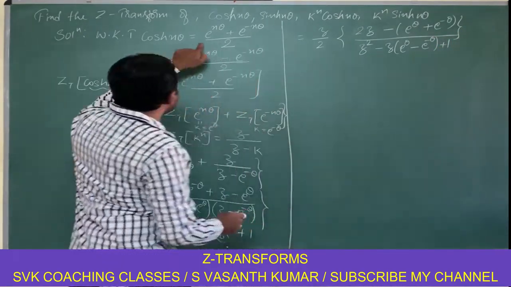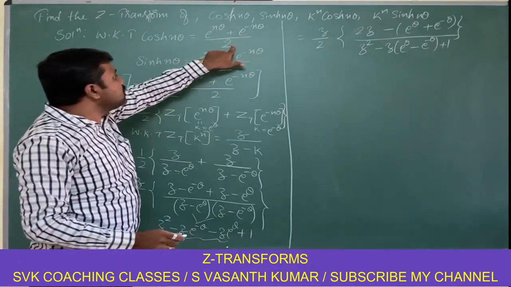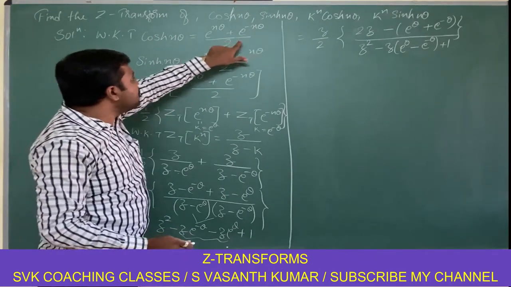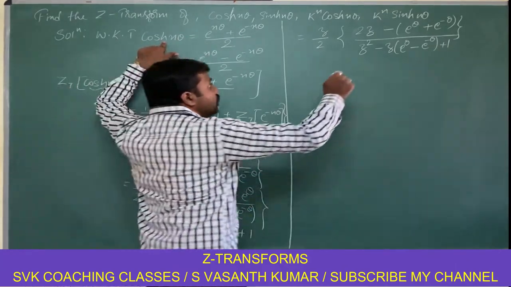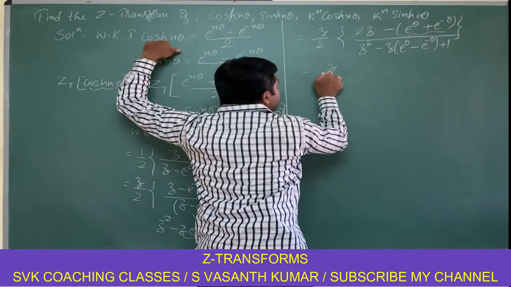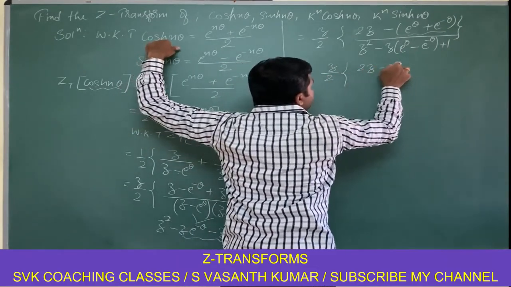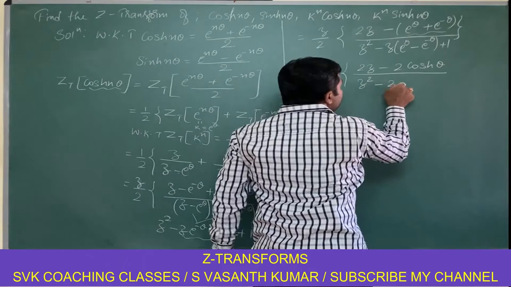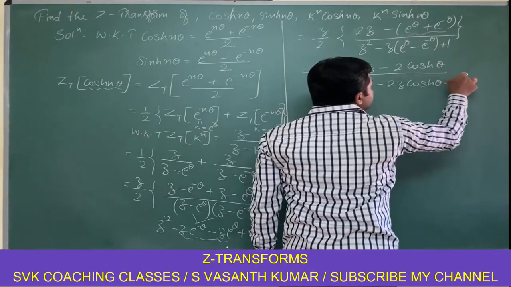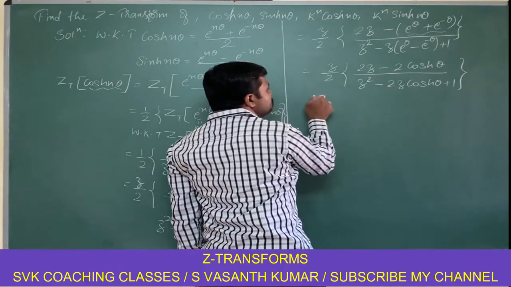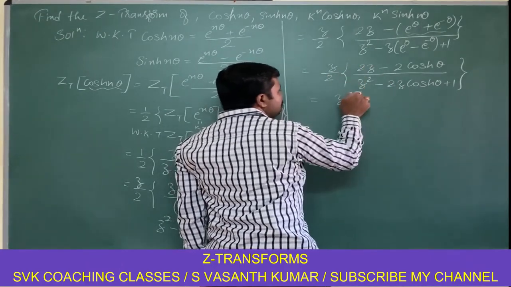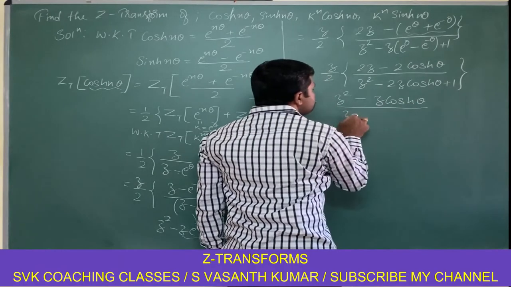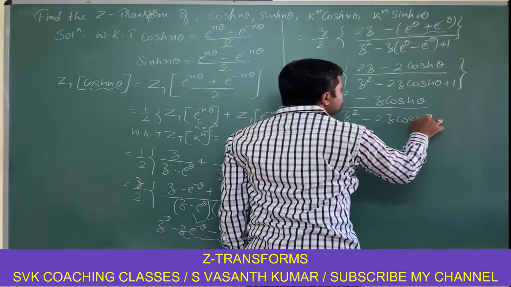Now, as you know, the definition of e power n theta plus e power minus n theta divided by 2 is cos h n theta. Similarly, e power n theta plus e power minus n theta can be written as 2 times cos h n theta. Applying that definition, I can rewrite that as z by 2 times 2z minus 2 cos h theta, divided by z square minus 2z cos h theta plus 1. Multiplying z by 2 inside, the 2 gets cancelled, and you get z into z minus cos h theta, that is z square minus z cos h theta, divided by z square minus 2z cos h theta plus 1.